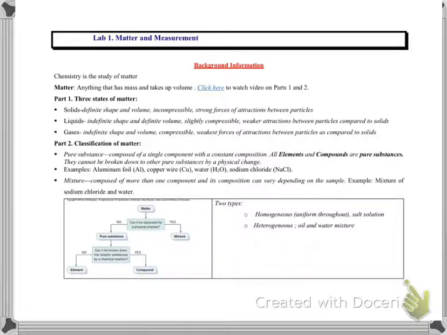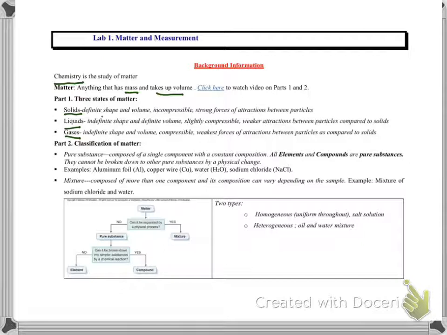Hello everyone. This is Lab 1, Matter and Measurement Concepts. What is chemistry? It is the study of matter. And what is matter? Anything that has mass and takes up space is called matter. Now, there are three states of matter: solids, liquids, and gases.